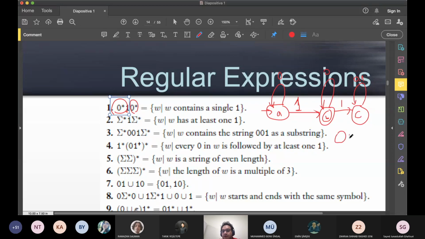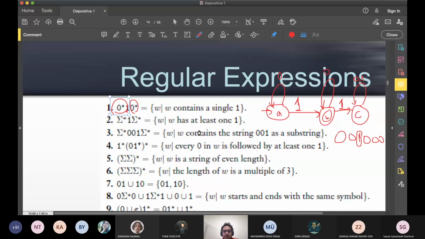For example, 0, 0, 1, right? This is acceptable. Also another 0, this is also acceptable. So after receiving a 1, we can read as many zeros as we want. It doesn't matter. Whenever we see the second 1, we cannot accept it, so we leave the accept state and go to the next state, which is C, and there is nothing. Right? We cannot go back to B to accept because we read the second 1.